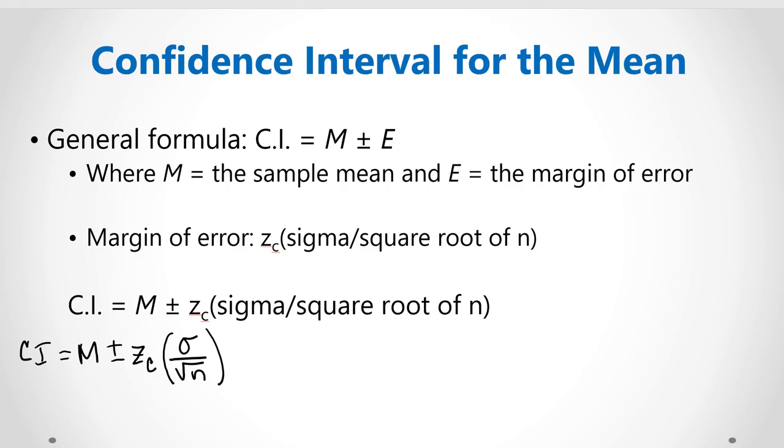So we can say 95% of all sample means will result in confidence interval estimates that contain the population mean, which would be written as the 95% confidence interval: the sample mean plus or minus 1.96, which is our z critical value for 95% confidence level. So the sample mean plus or minus 1.96 times sigma divided by the square root of n.